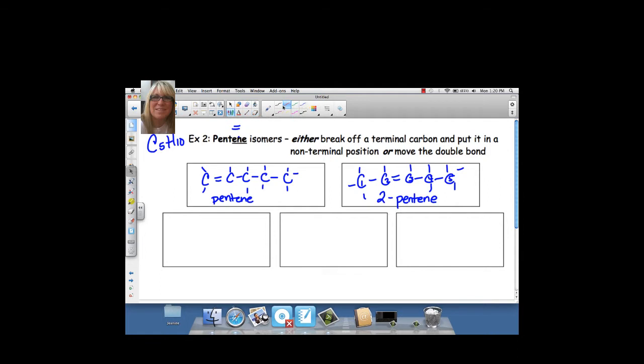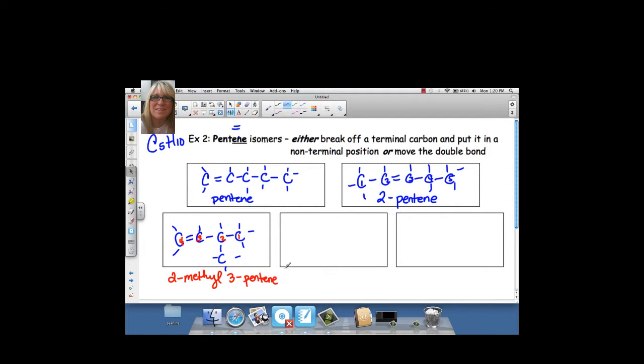Alright, so let's draw something new. Let's try moving one of the methyl groups. So let's start with the pentene where it was, and I'm going to take off a methyl group and I'm going to put it here on an interior carbon. I'm going to add my H's. So now I have the number, so my branch gets the lowest number, 1, 2, 3, 4. So I've got a methyl group, so it's 2-methyl, and on the third carbon I have a double bond, so 3-pentene.